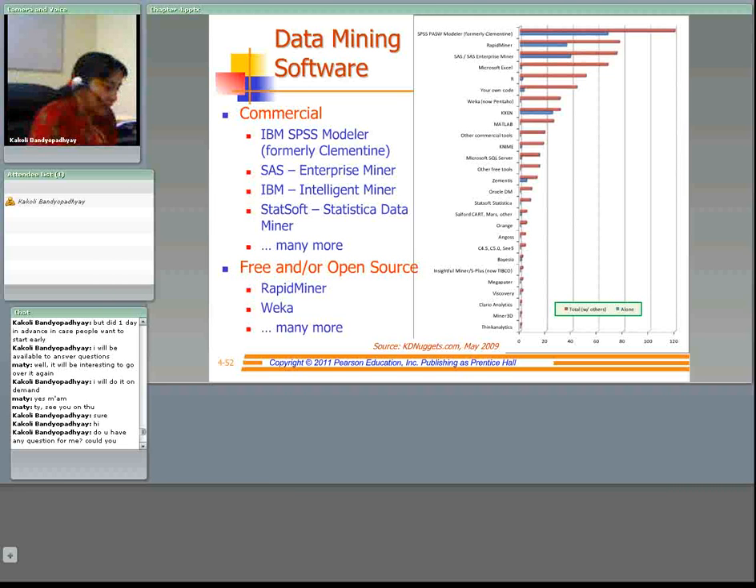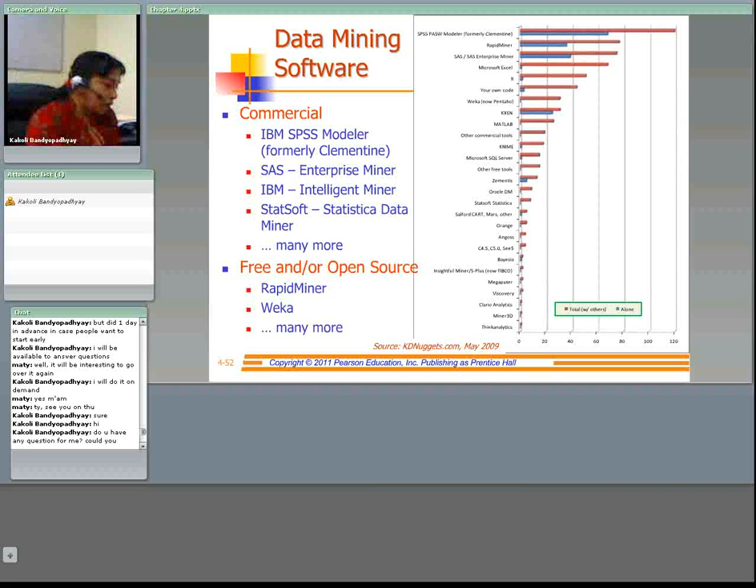Some of the well-known data mining vendors are SAP, Cognos, IBM, and Business Objects. Business Objects has been acquired by SAP. So these are some of the well-known data mining vendors.